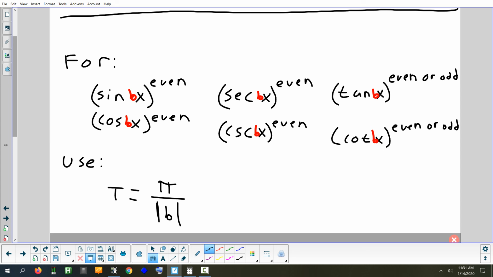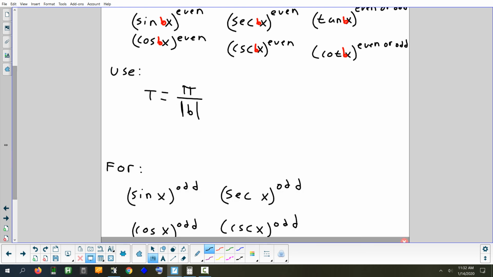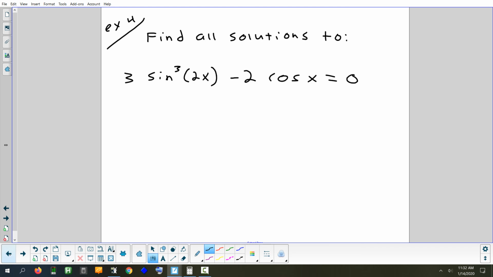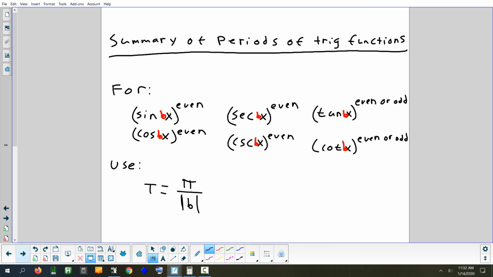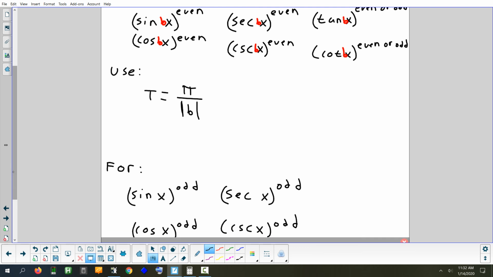So if you look at that, what's left out? We've covered sine, cosine, secant, and cosecant to an even power, and we've covered tangent or cotangent all the time. The odds for sine, cosine, secant, and cosecant. This part is going to be important for the problem we're about to do, because it's going to be a sine to an odd power. So, sine, cosine, secant, or cosecant to an odd power.